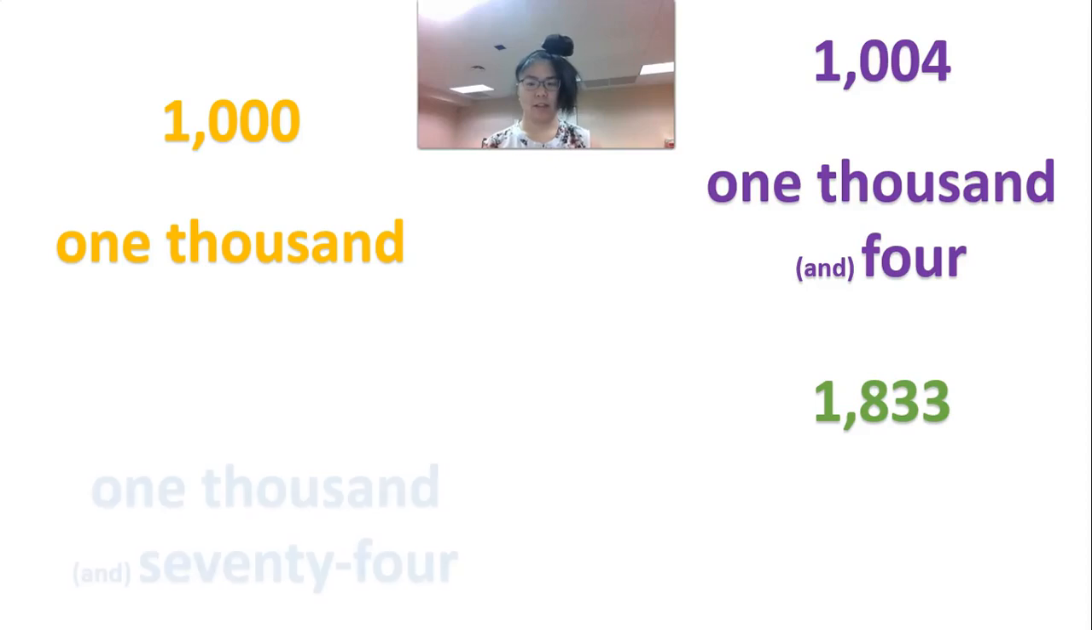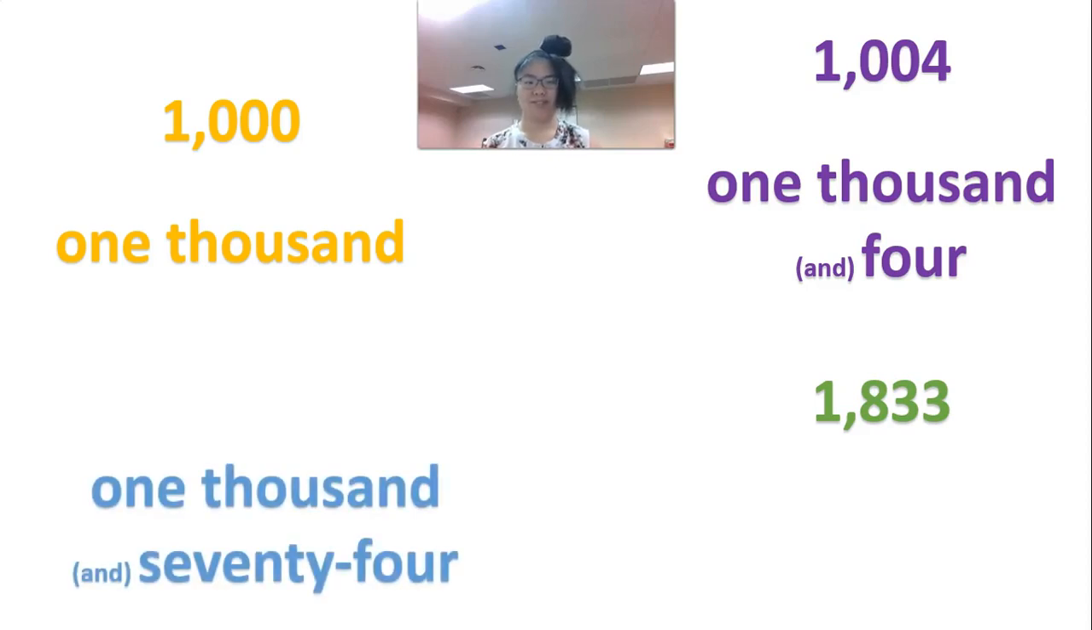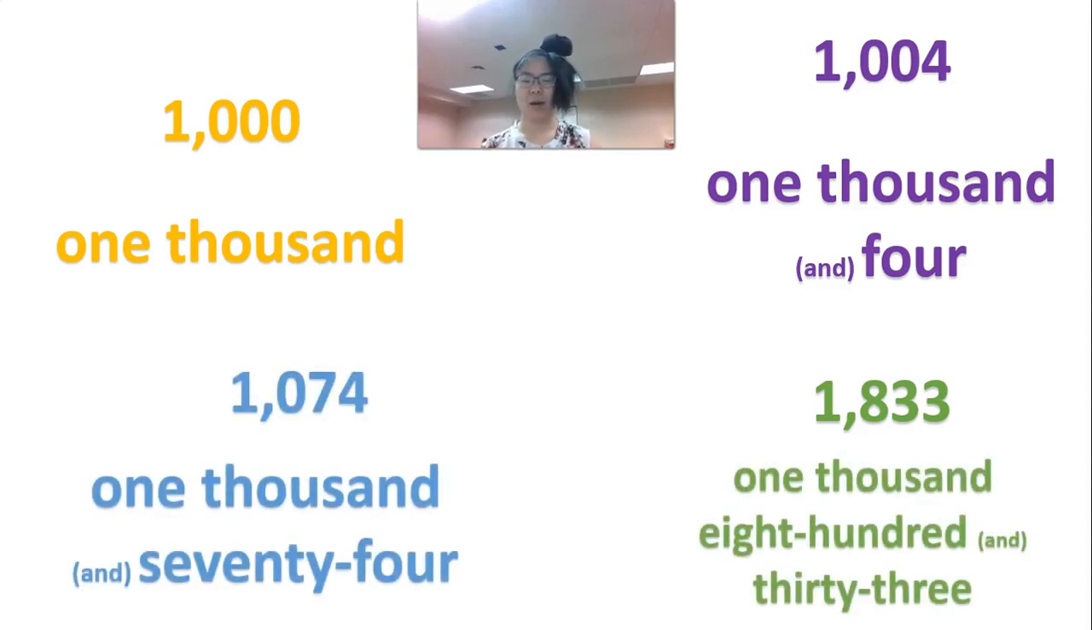What about this number? So listen closely. This is 1,833, right? So we have our 1,833. And then our other practice number over here, we have 1,074. If there's a 0 here, we just don't say it, okay?